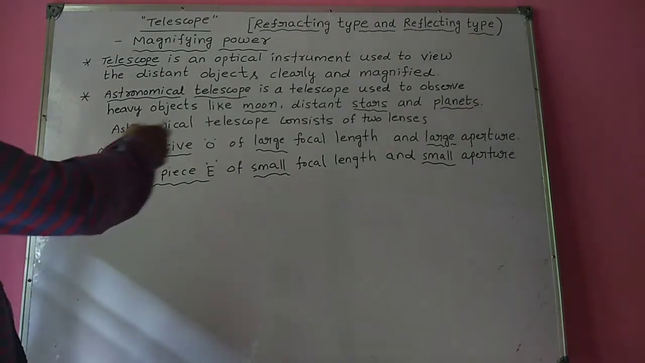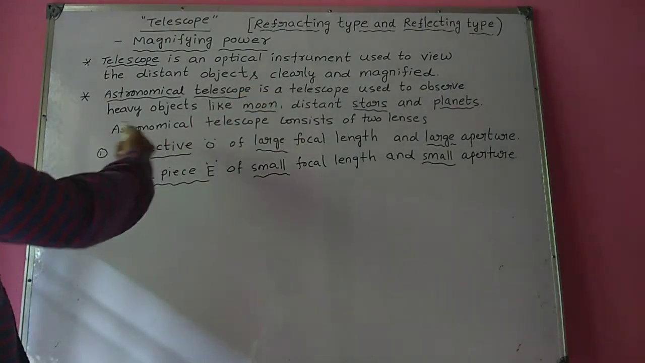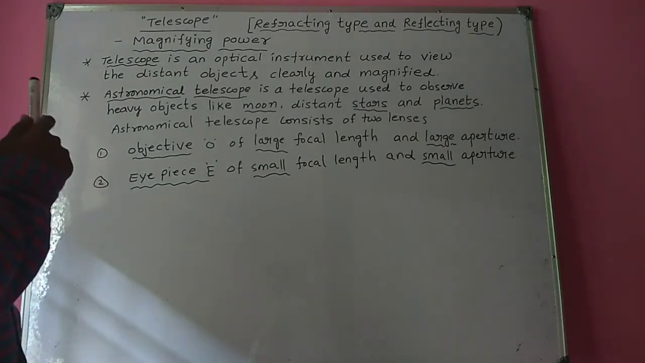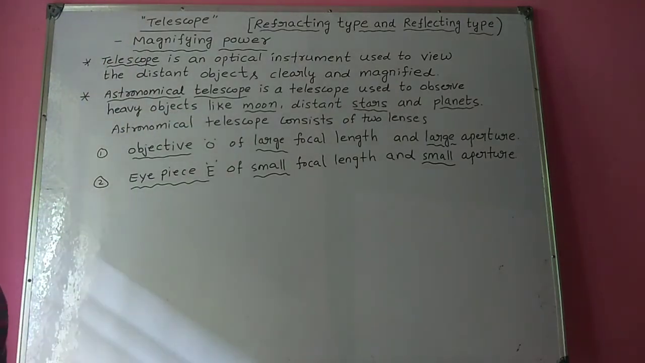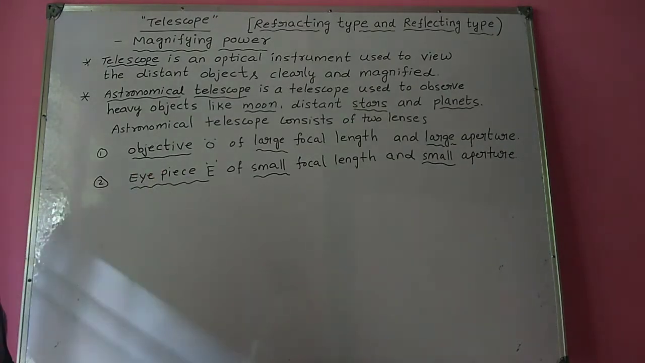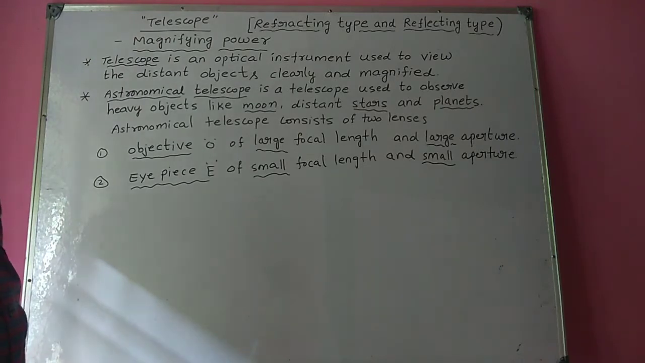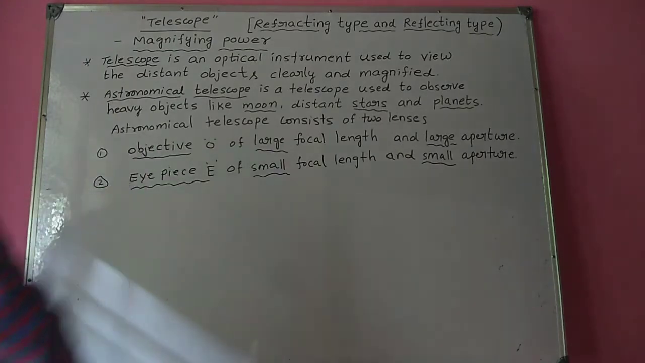Now here also, in the case of the astronomical telescope, it consists of two lenses. One is the objective, denoted by O. This objective has large focal length and large aperture. Already we have discussed what aperture is: the effective area of the lens which is available for the light to be incident on it. And the second one is the eyepiece. The eyepiece has small focal length and small aperture. So these are the properties of the objective and the eyepiece.